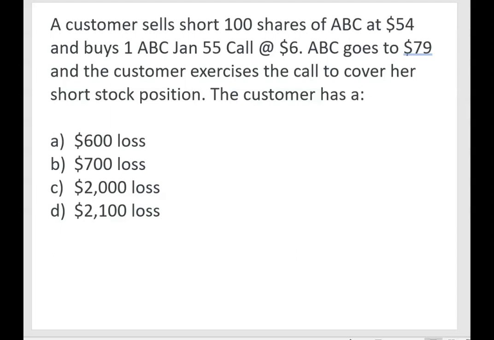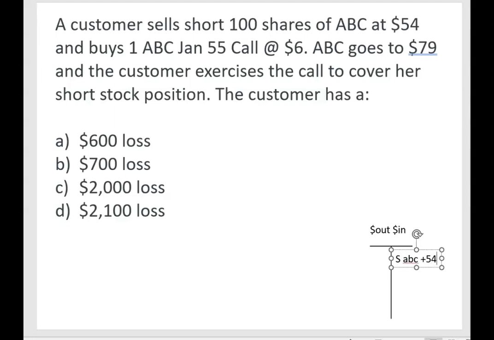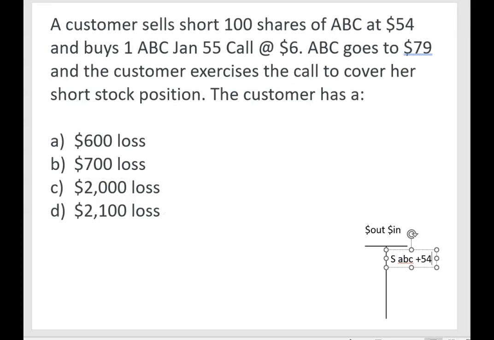Okay, all right. So again, a very good use for the T chart. So again, we'll follow the steps here. Customer sells short, another short sale, another opening sale. So we'll mark that on the money in column, sell ABC for plus 54, and then buys the 55 call. Again, you can always tell it's a hedging position when someone has a position in the stock and then they buy an option to go with it. So we're going to buy the call for minus 6.